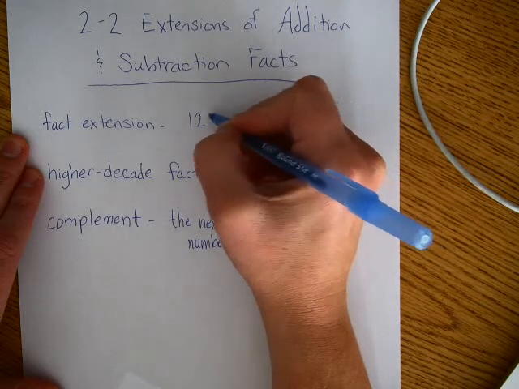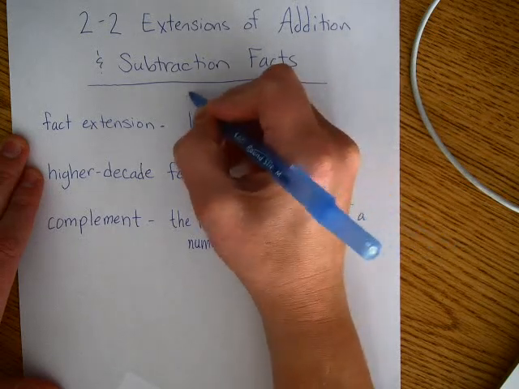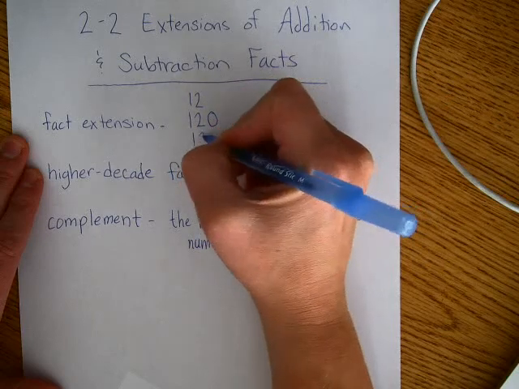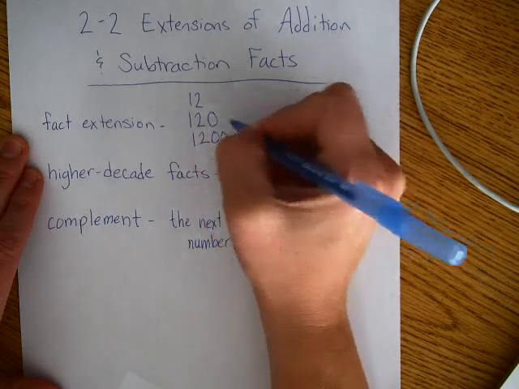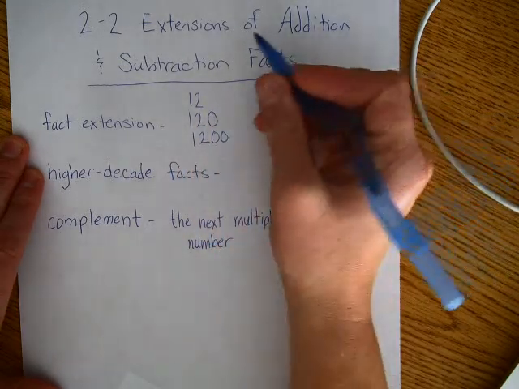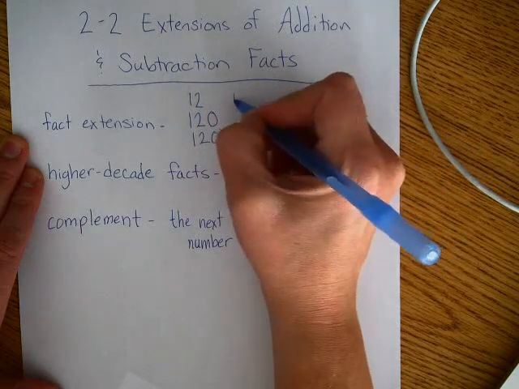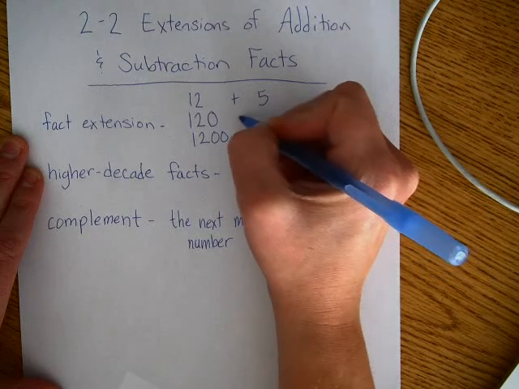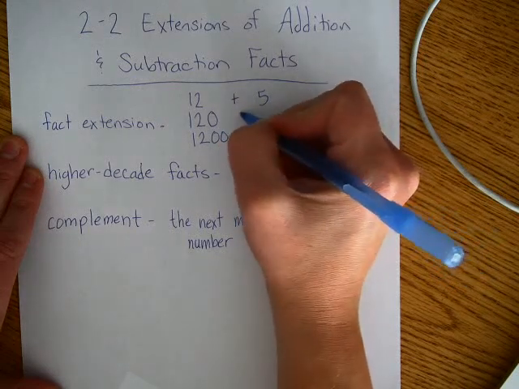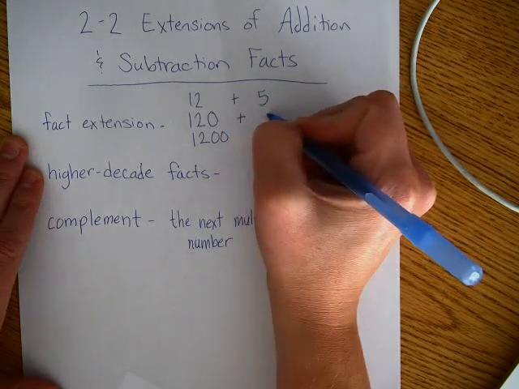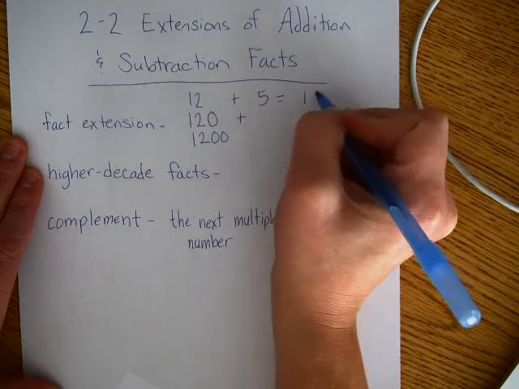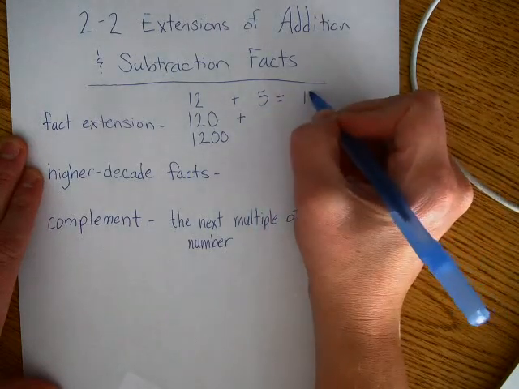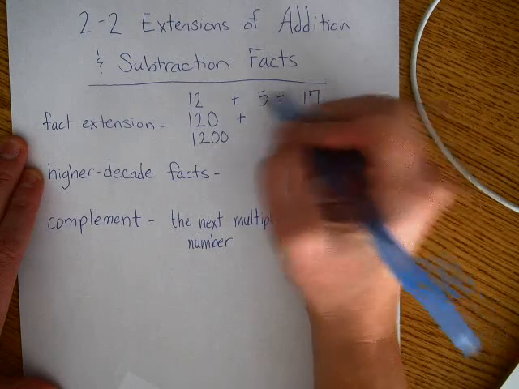fact by multiplying it by 10, so 120. So 12, 120, 1200, all of those are similar numbers. And this might be 12 plus 5. We can figure out what 12 plus 5 means because it's a simple addition fact. 12 plus 5 is 17.